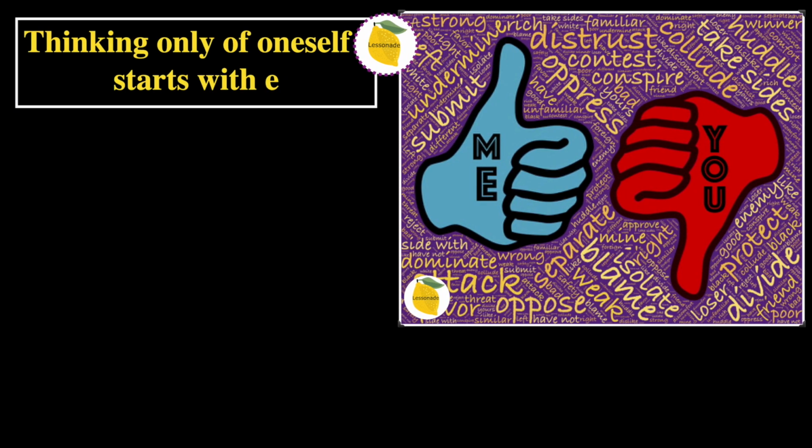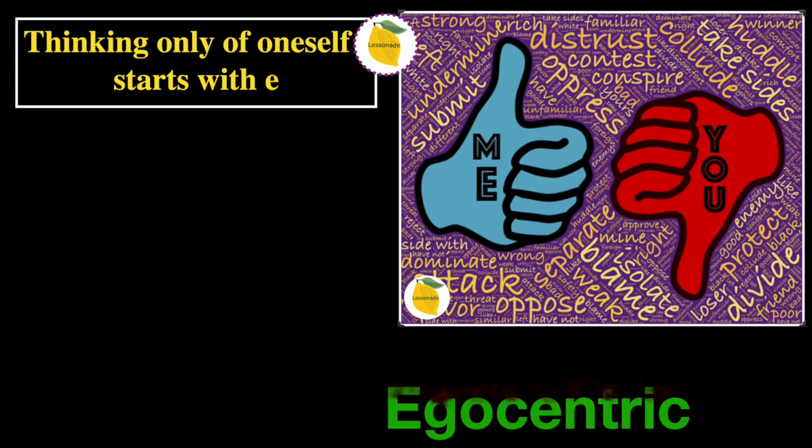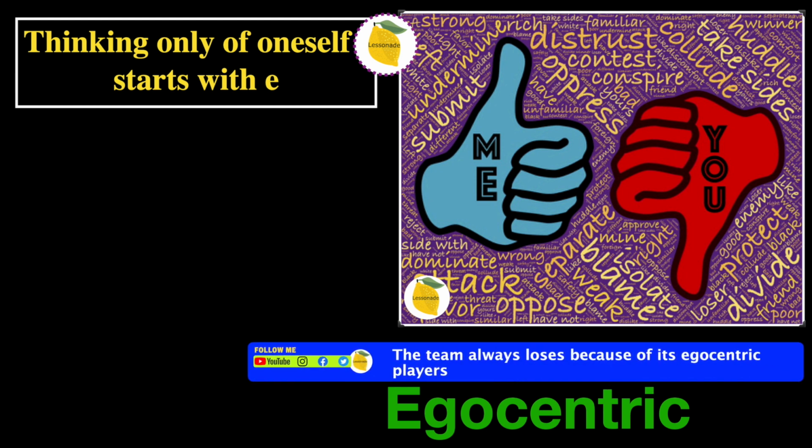Thinking only of oneself starts with E. In this picture, we can see a thumbs up saying me and a thumbs down saying you. So therefore, this person is being really selfish. And the word will be egocentric. And the sentence is, the team always loses because of its egocentric players.